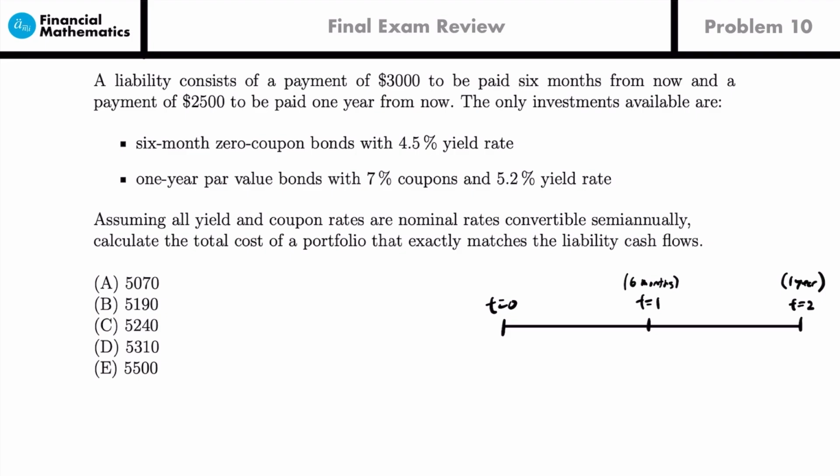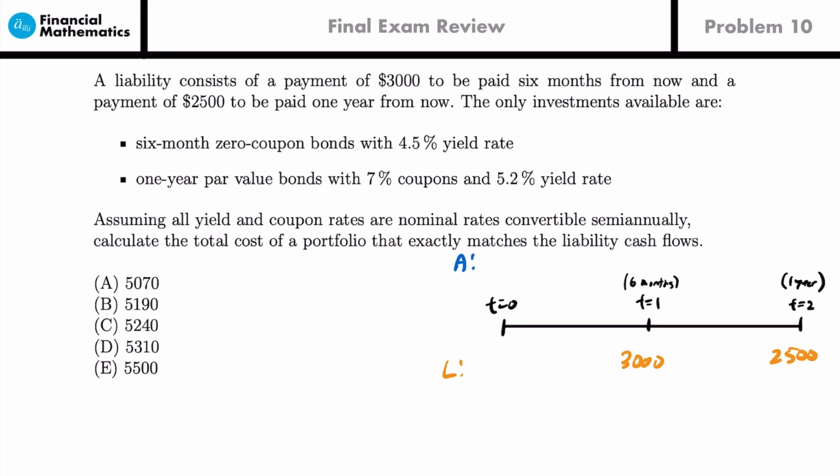So let's label our assets and liabilities. We have assets above the timeline and liabilities below it. We have liabilities of $3,000 to be paid 6 months from now. So that would be at time 1. So I'll write in 3,000, and then 2,500 at 1 year from now. So we have 2,500. Okay, and now for the assets, this is where it can get a little bit tricky if you're not careful.